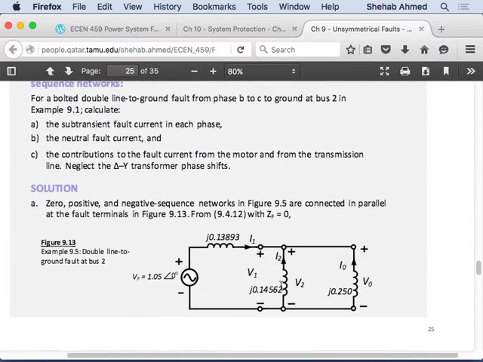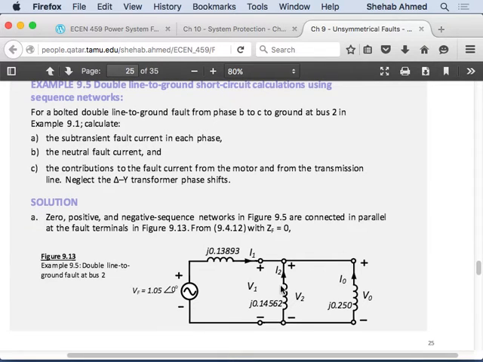And then this is an example with some numbers. They want to calculate the subtransient fault current in each phase, and the neutral fault current. Neutral fault current is equal to what? Since this is a double line to ground fault, there will always be a zero sequence current, right? The zero sequence current is equal to 3 times the neutral current, right? Remember, the phase currents are all flowing in the neutral, and the phase current zero sequence quantities are all equal. So 3 times I0 is what's flowing into the neutral, right?